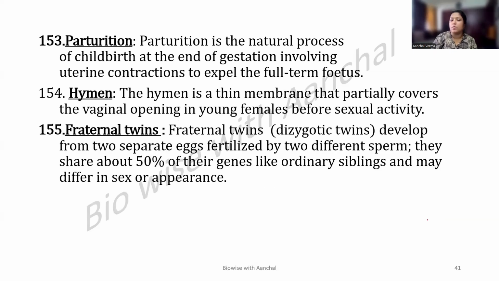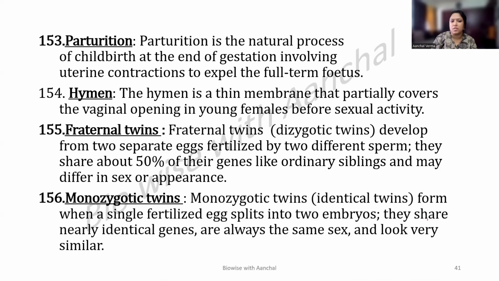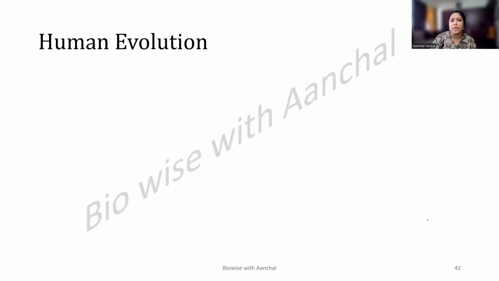Fraternal twins, or dizygotic twins, develop from two separate eggs fertilized by two different sperm. They share about 50% of their genes like ordinary siblings and may differ in sex or appearance. Monozygotic twins, or identical twins, are formed from a single fertilized egg which splits into two embryos. They share nearly identical genes and are always of the same sex and they look similar. So identical twins are basically monozygotic.